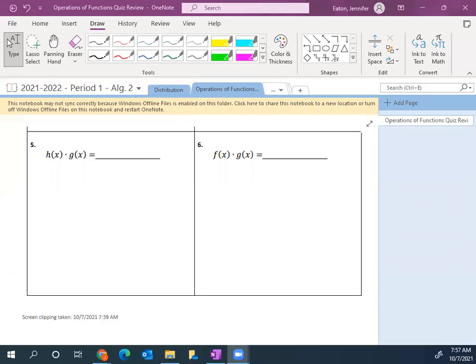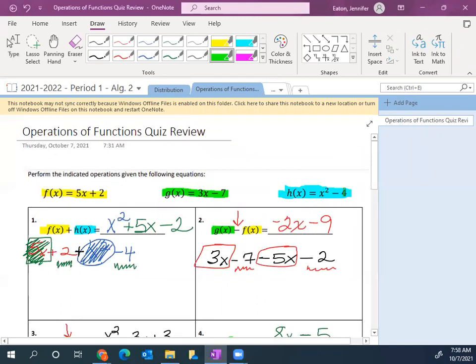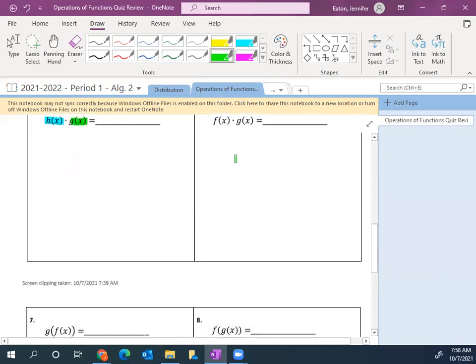Okay, so we've scrolled down. We're looking at problems 5 and 6, and both of these are multiplication problems. We're just practicing our multiplication here. So my h of x, which was blue, is the first one, and my g of x, which was green, was my second one. How many terms are there in h of x? 2. How many terms are there in g of x? 2. So we are going to draw, to the best of our ability here, a 2 by 2 box, because that's going to help us multiply these two pieces together.